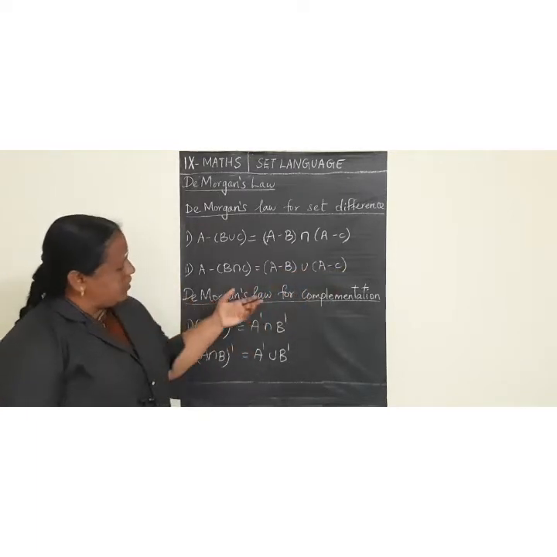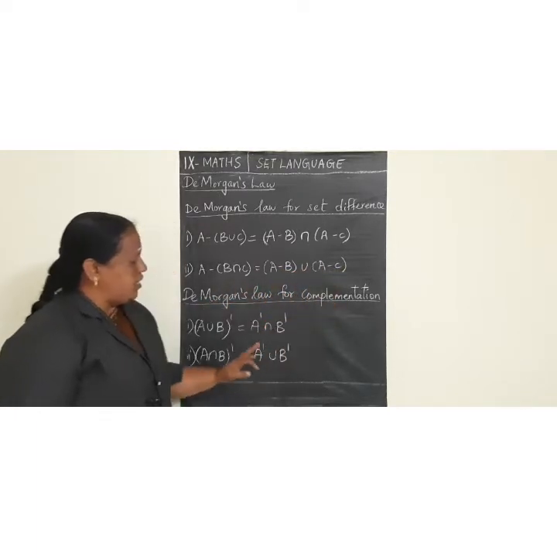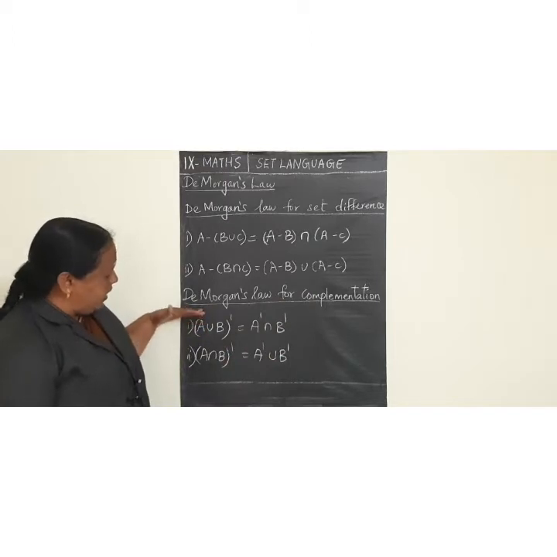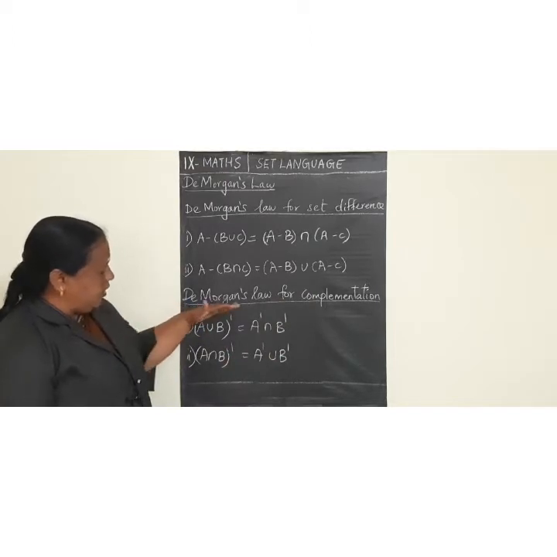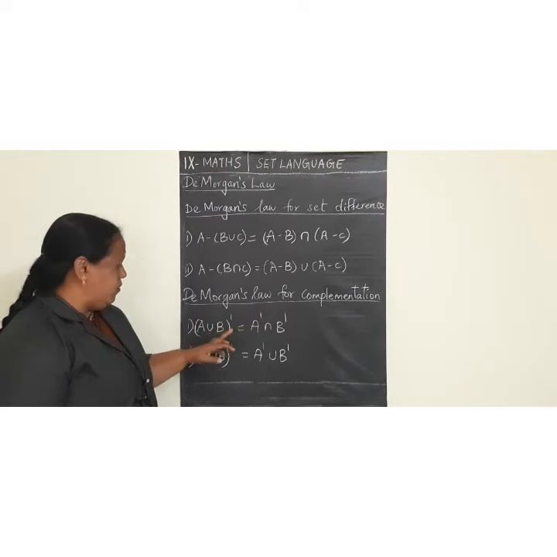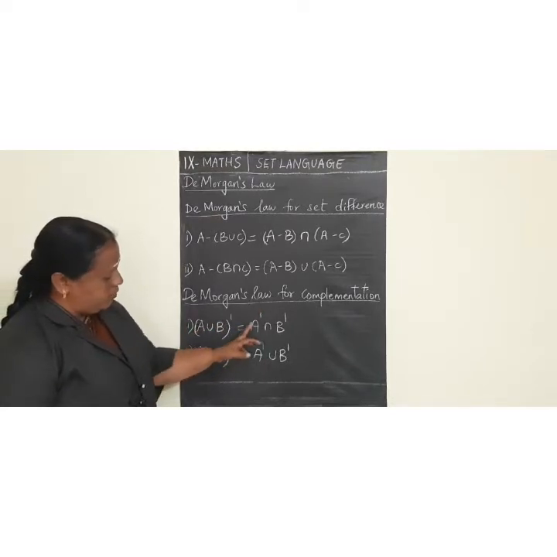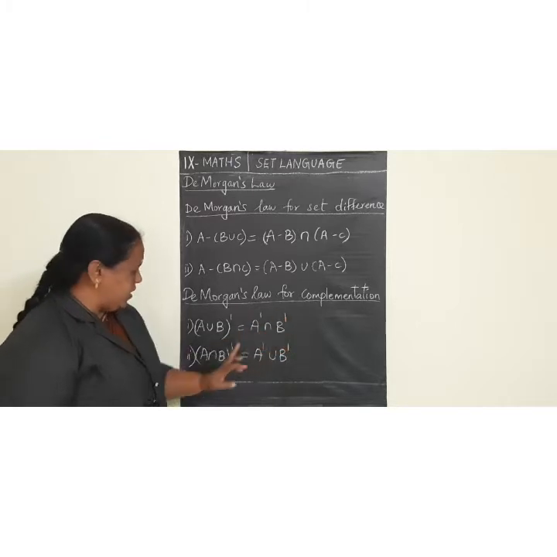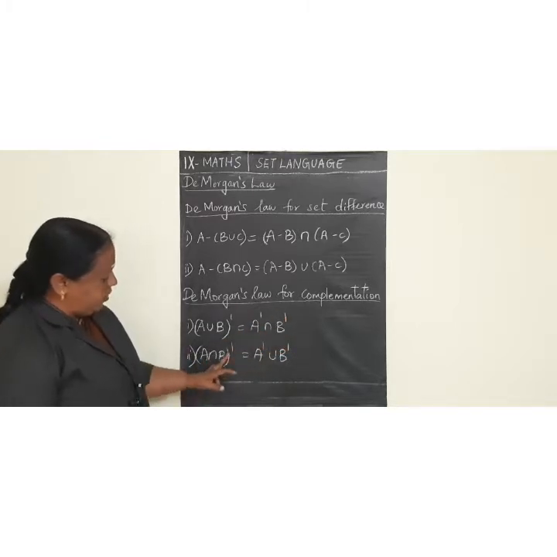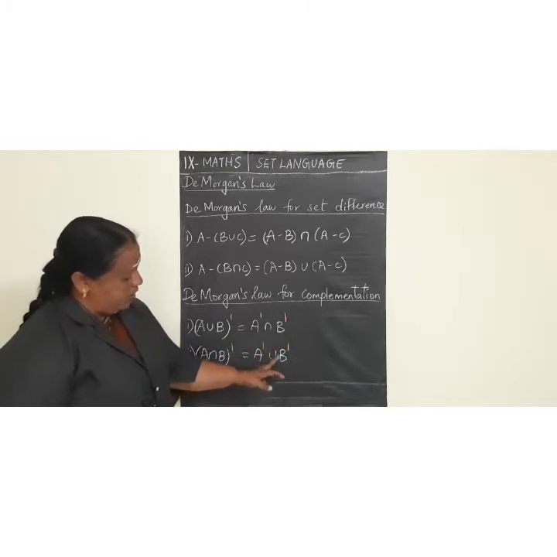Next is De Morgan's law for complementation. For any two sets A and B, let U be the universal set. First one is (A union B) dash is equal to A dash intersection B dash. Next one is (A intersection B) dash is equal to A dash union B dash.